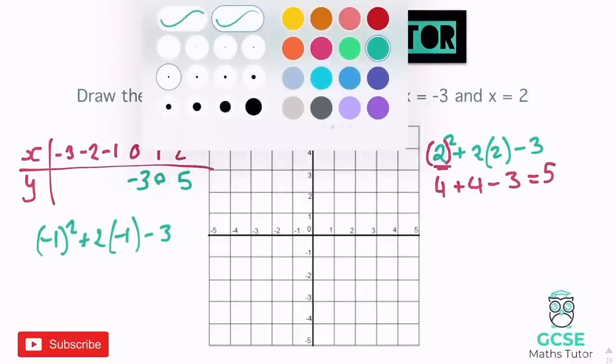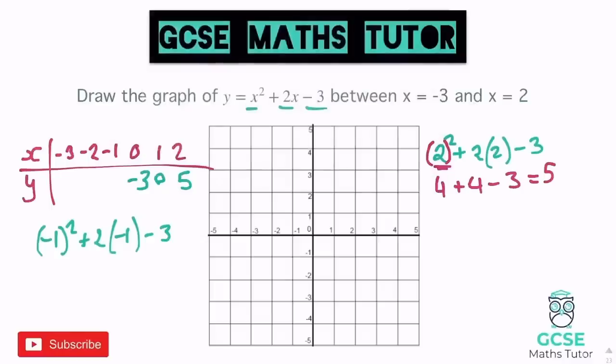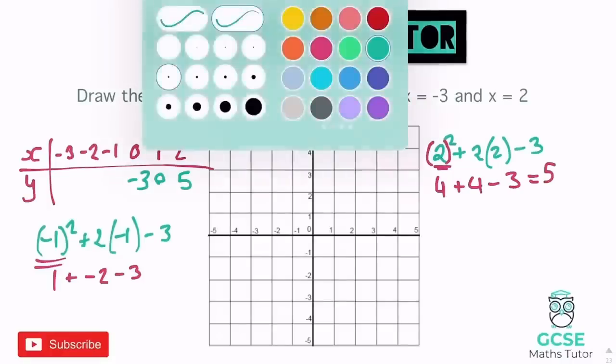Now the reason you have to put this in brackets on a calculator is because if you put negative 1 squared without the brackets, it will give you the answer negative 1. It will square the 1 and put the negative with it, rather than doing negative 1 times negative 1. Squaring a negative number makes it positive, so negative 1 squared is 1, add 2 times negative 1 is negative 2, and take away 3. So 1 take away 2 is negative 1, take away 3 is negative 4, so we get negative 4 for that one.